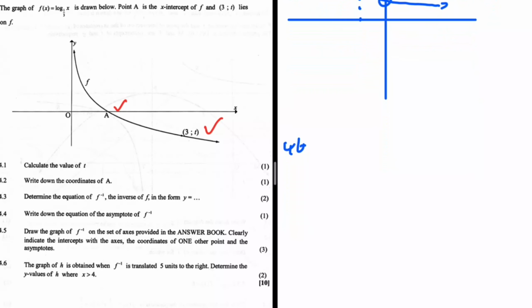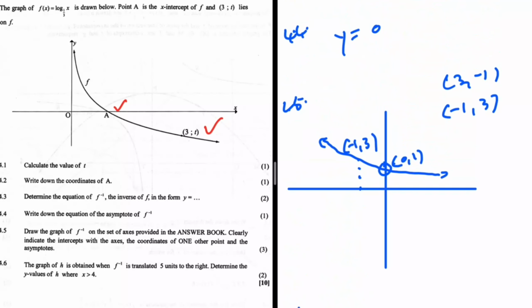Determine the y values of h where x is greater than 4. Okay, so two solutions that I'm thinking of. First and foremost, f inverse is 1 over 3 to the x, right? That is 1 over 3x. We have it here. That is the graph.